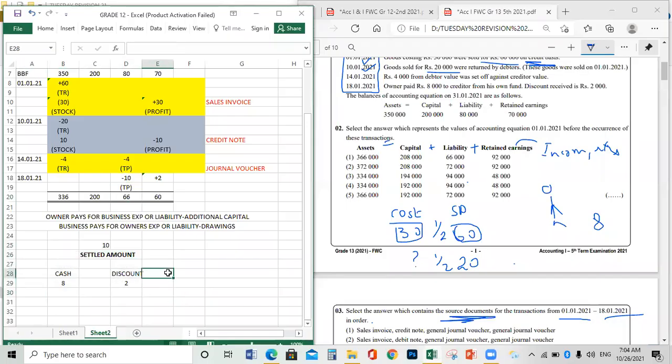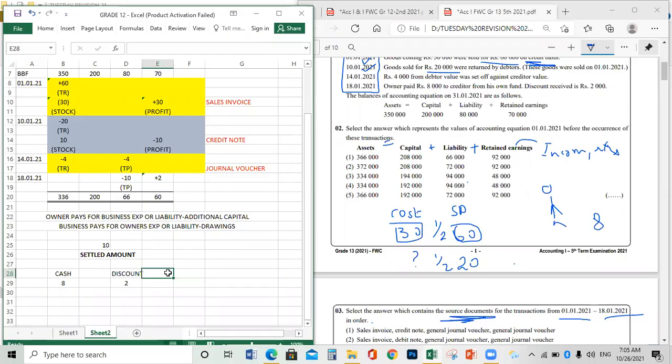Settled amount includes two items. One is the cash and the other is the discount. Cash is the amount you pay here because it's trade payable, and discount is what you get. So totally you're settling 10,000 worth of trade payable. So your trade payable reduces by 10,000. What is the reason? One is due to discount and the other is due to cash paid.